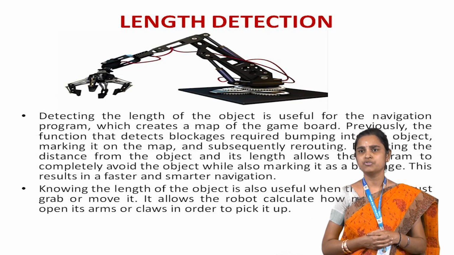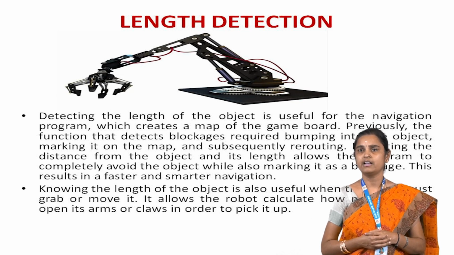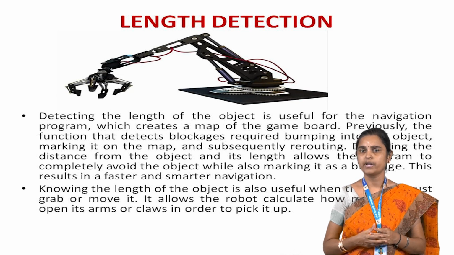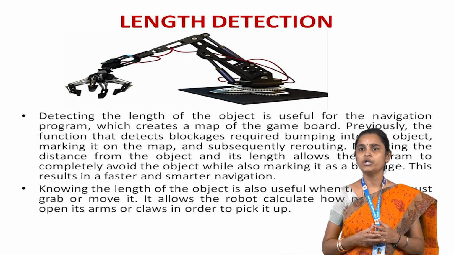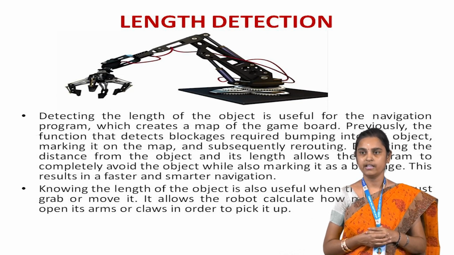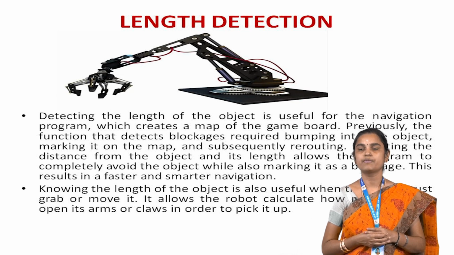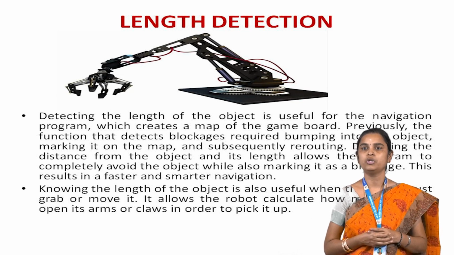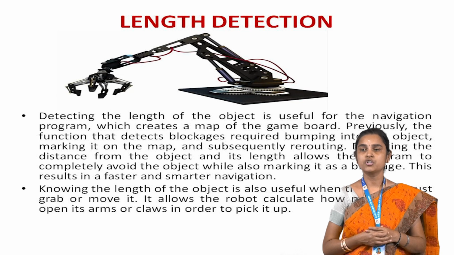Here this machine is used to operate in the medical field. Usually doctors do operations. Here we are going to use a robot to perform the operation. Previously the function that detects blockages required bumping into the objects, marking it on the map and subsequently rerouting. Detecting the distance from the object and its length allows the program to completely avoid the object while also marking it as a blockage. This results in faster and smarter navigation.